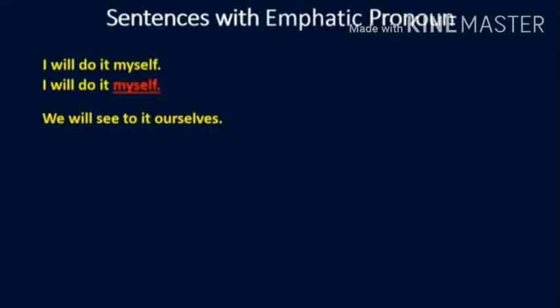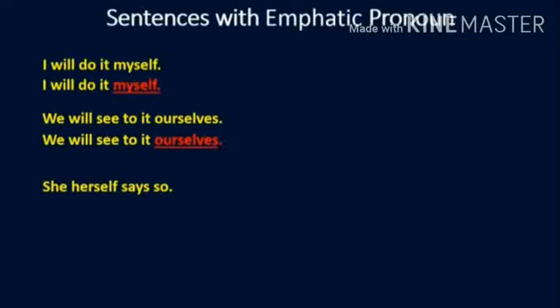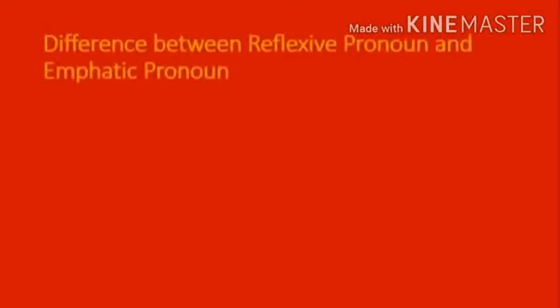We will see to it ourselves. So we don't want the help of anybody. We will see to it ourselves. So ourselves is a word that is giving more importance and emphasizing the importance of we in this sentence. She herself says so. So here herself is the emphatic pronoun.